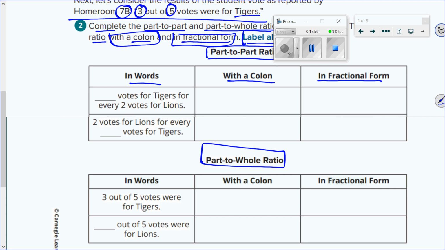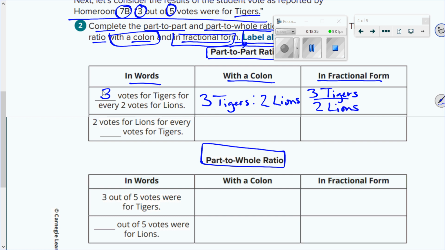2, which they actually gave it to you in the words, but you should have known we had 3 votes for the Tigers for every 2 for the Lions, right? So when I do it with a colon, I say 3 Tigers to 2 Lions. Remember, it is critical that I label all my ratios so I understand what is being compared. Even when I write it in fractional forms, I still include my label. 3 Tigers and 2 Lions.